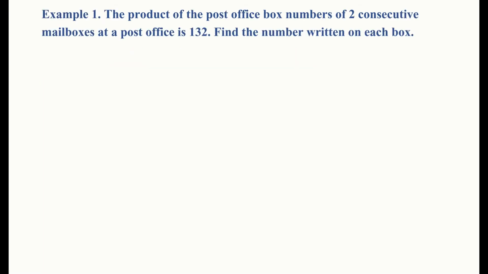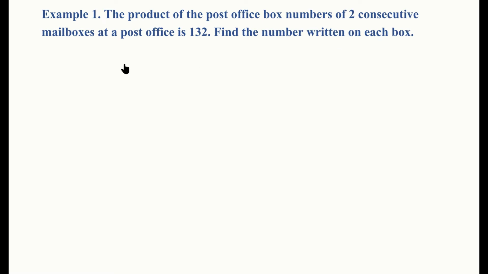So here's a simple enough number problem. There's not going to be any units involved here because we're just dealing with numbers. It's just good practice. So the product of the post office box numbers of two consecutive mailboxes at a post office is 132. Find the number written on each box.